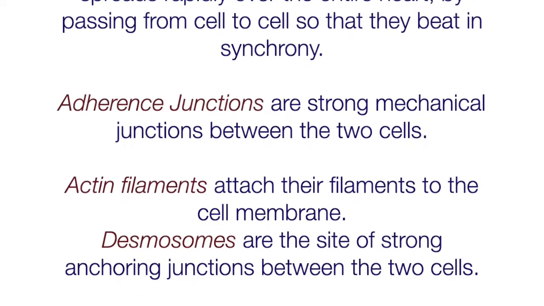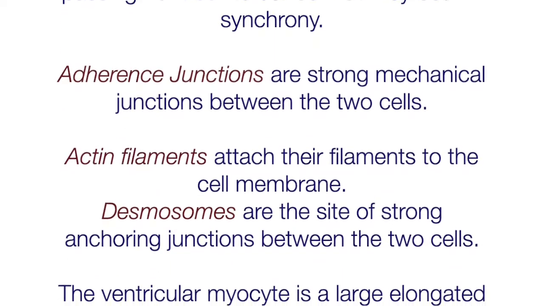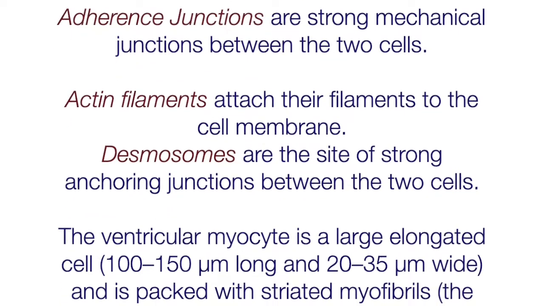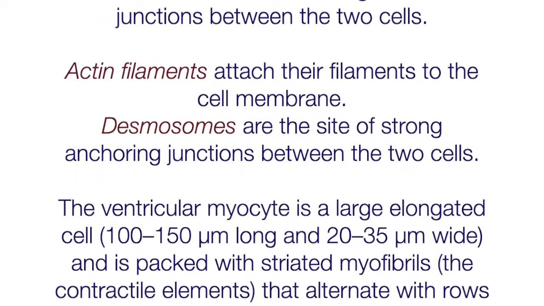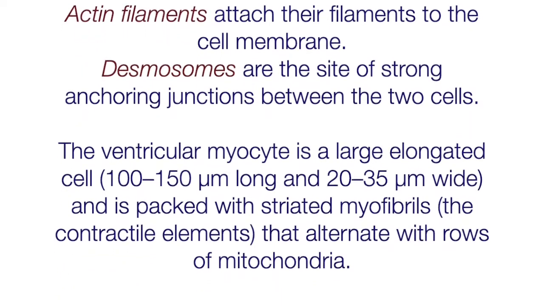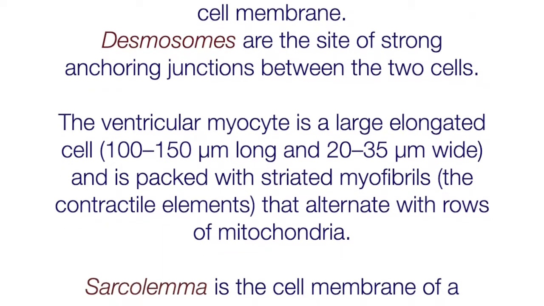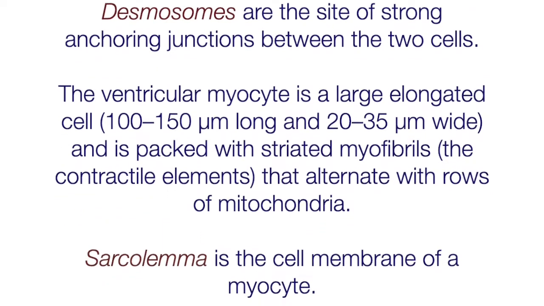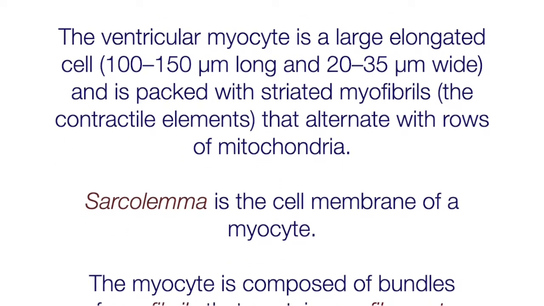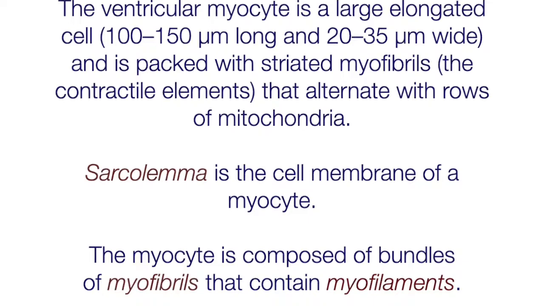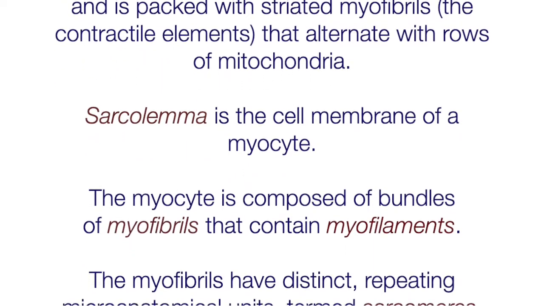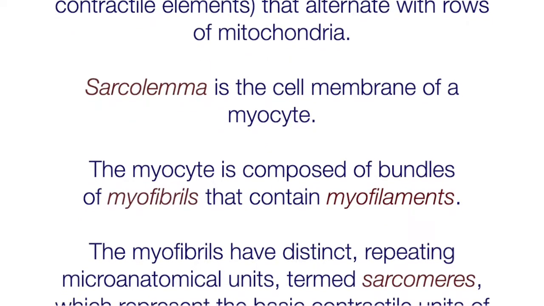Actin filaments attach their filaments to the cell membrane. Desmosomes are the site of strong anchoring junctions between the two cells. The ventricular myocyte is a large, elongated cell, 100 to 150 micrometers long and 20 to 35 micrometers wide, and is packed with striated myofibrils, these contractile elements that alternate with rows of mitochondria. Sarcolemma is the cell membrane of a myocyte.